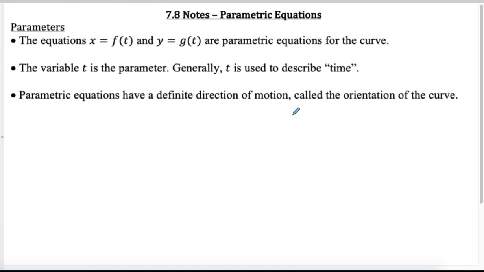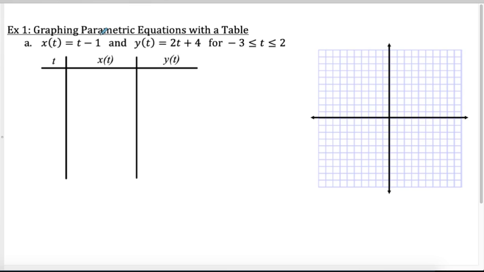To graph parametric equations, all we're going to do is plug in values of t into both of my equations, one for the x-coordinate and one for the y-coordinate. So here we are defining the t values to just go from -3 to 2. I'm just going to be plugging in -3, -2, -1, 0, 1, and 2, and I'm plugging those into these equations.